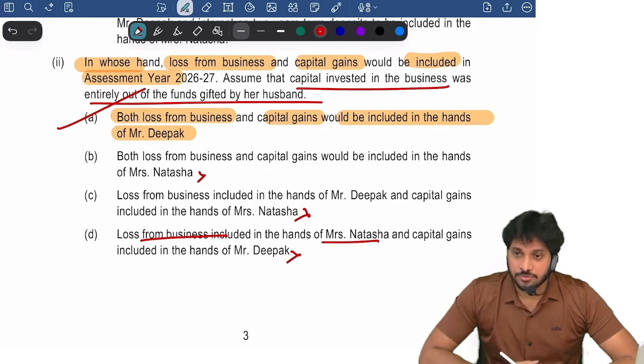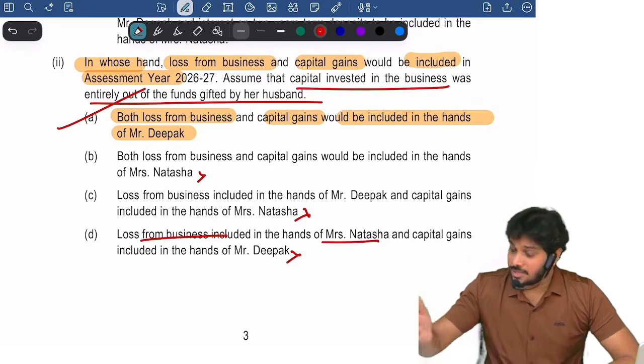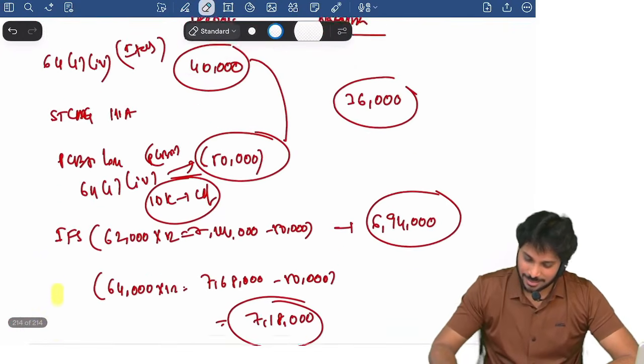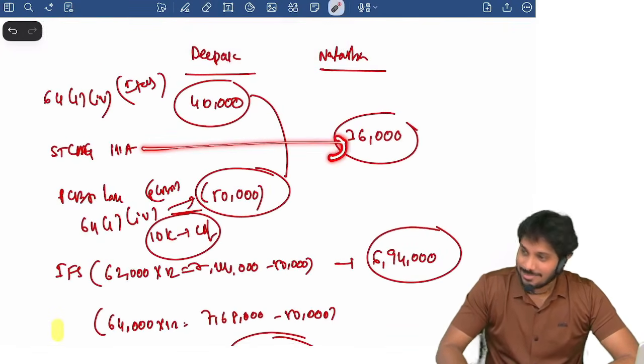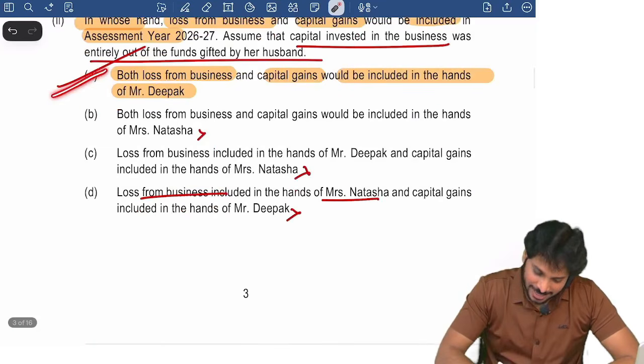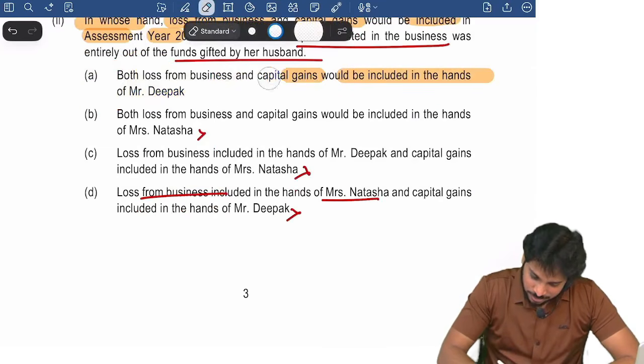Capital gains is out of which income? Gifted income? Correct, that's accretion, no? We understood correctly. I think here we put it wrongly by mistake. We understood correctly. I mean, here out of hurry we just added it.